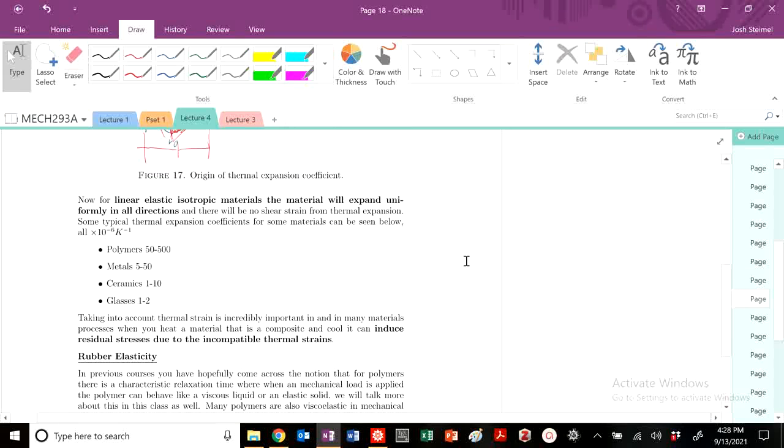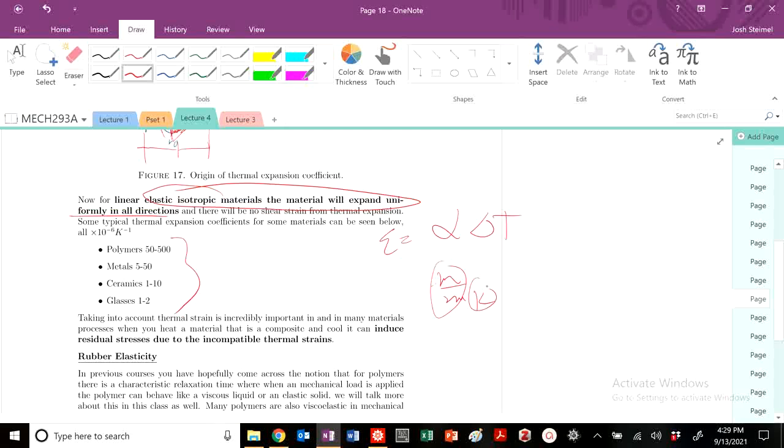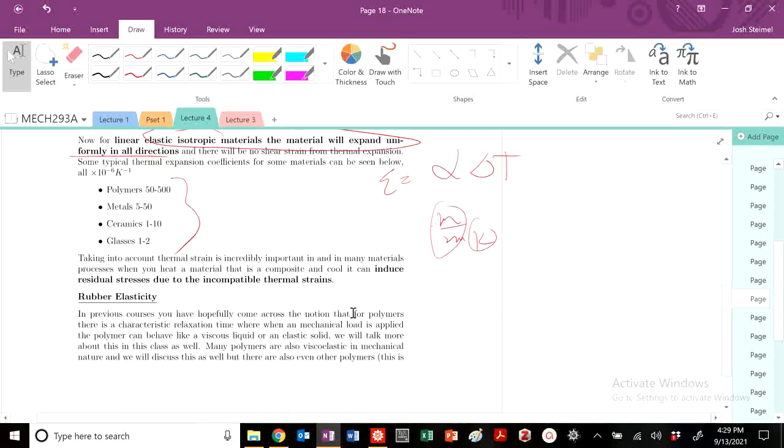So for linear elastic isotropic materials, the expansion is going to be uniform in all directions. That might not be the case for certain anisotropic materials, and you can see some typical values here. So polymers are going to tend to expand again. So it's expansion per K, because strain is alpha times delta T. So if you look at this, this is going to be inverse K, so millimeter per millimeter per inverse K. That's essentially the units that you're going to be working with. So that is essentially that in a nutshell. So think about that the next time that you're working with this.